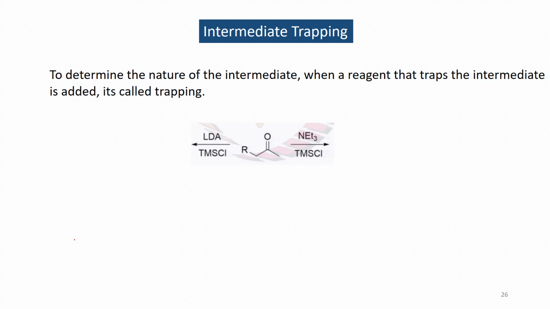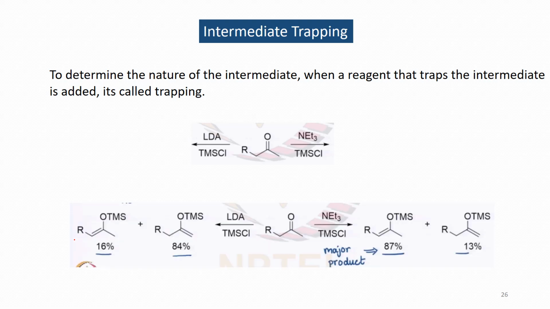So the last topic which we will discuss, and this one we will continue in the next class also, is intermediate trapping. So to know the mechanism of a reaction, we can trap the formed intermediate in a system. In a reaction, if we can trap the intermediate, we can get an idea how the reaction is taking place.